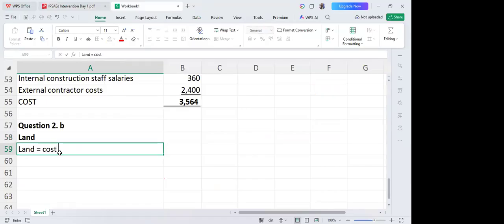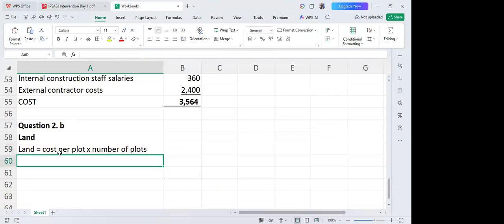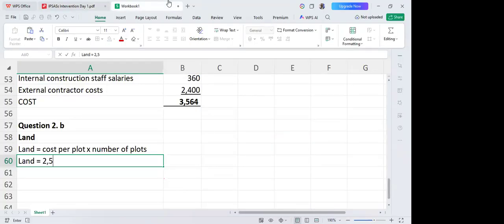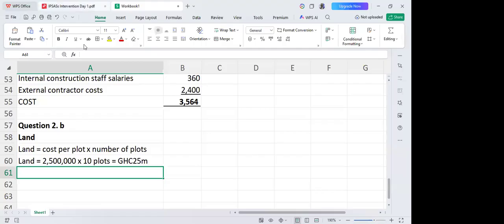It's going to be the cost per plot times the number of plots. So the cost per plot is 2.5 million times the number of plots, 10 plots. So what do we get? We get 25 million, right? We get 25 million. So that's the land.